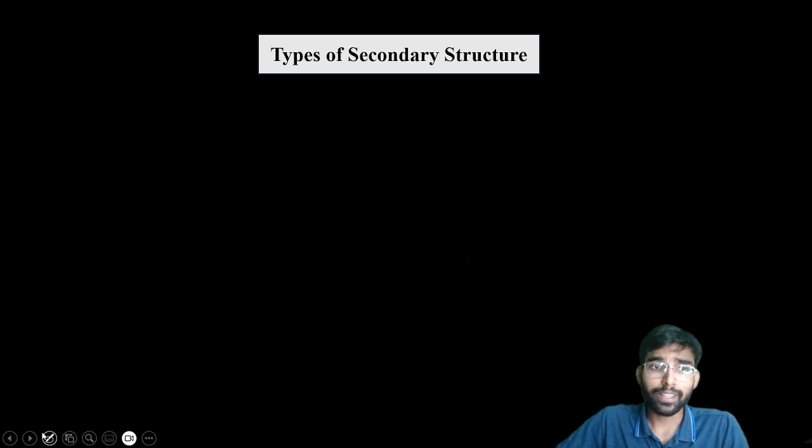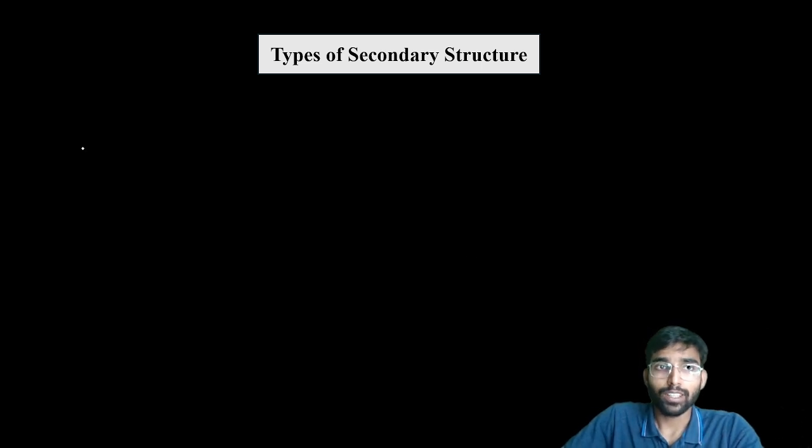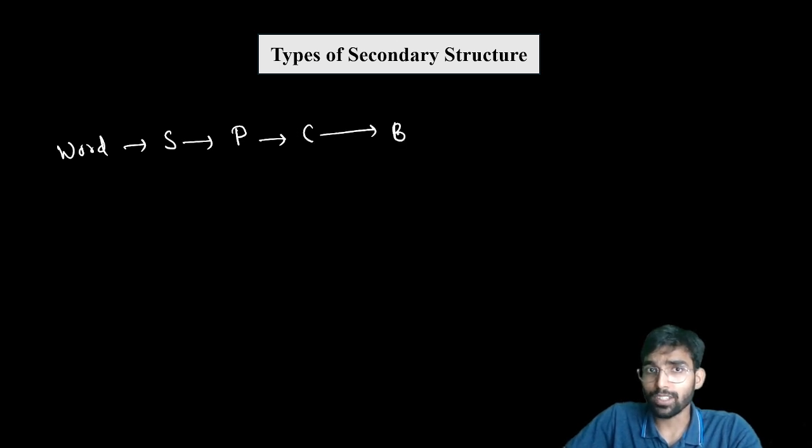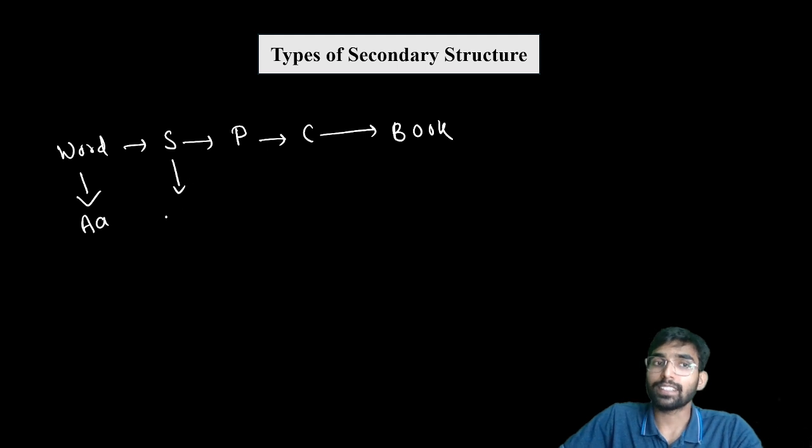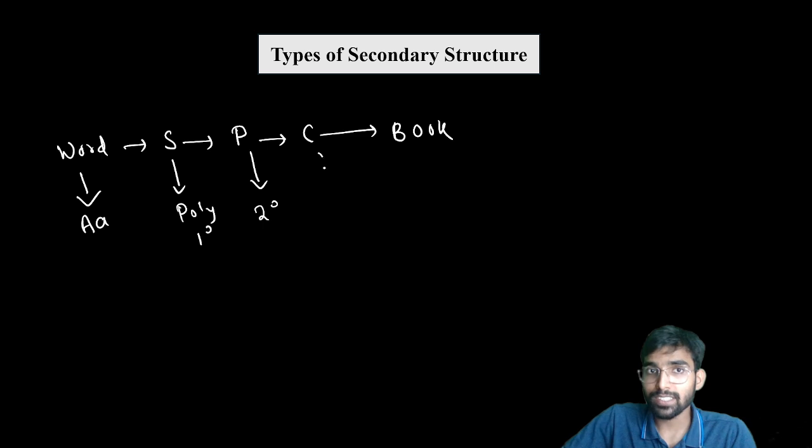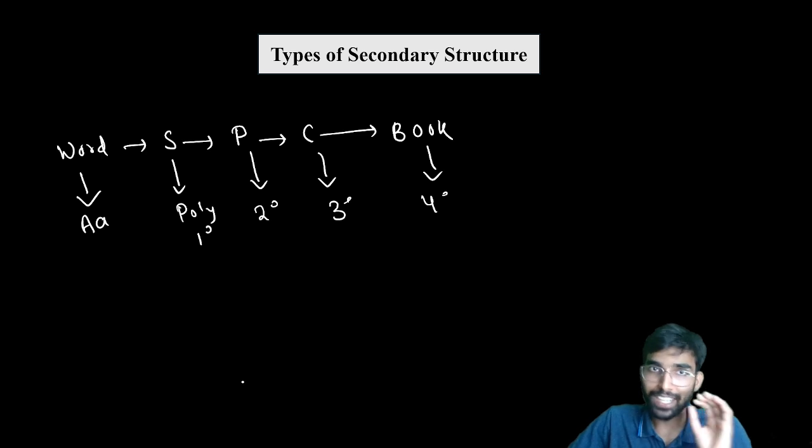Now we can compare it with a basic example, the word, sentence, or linguistic model. From a word we can get a sentence, from sentences we get a paragraph, from paragraphs there should be a chapter, and then finally one book, right? Now we consider a word as an amino acid, the sentence as the polypeptide chain or primary structure, the paragraph as the secondary structure, the chapter as the tertiary, and the book as the final quaternary structure, right?